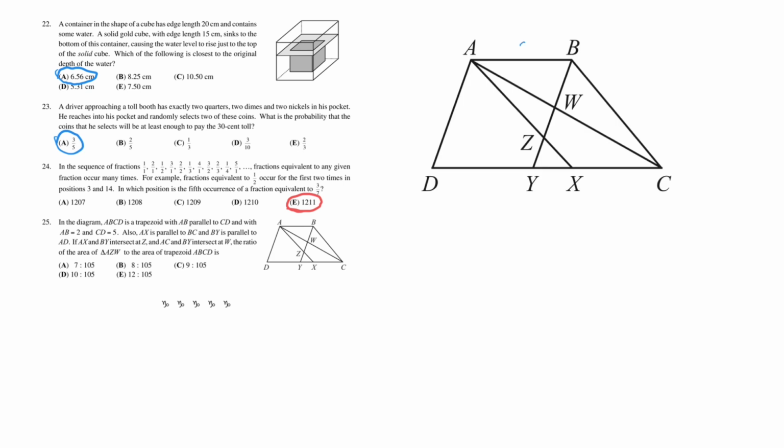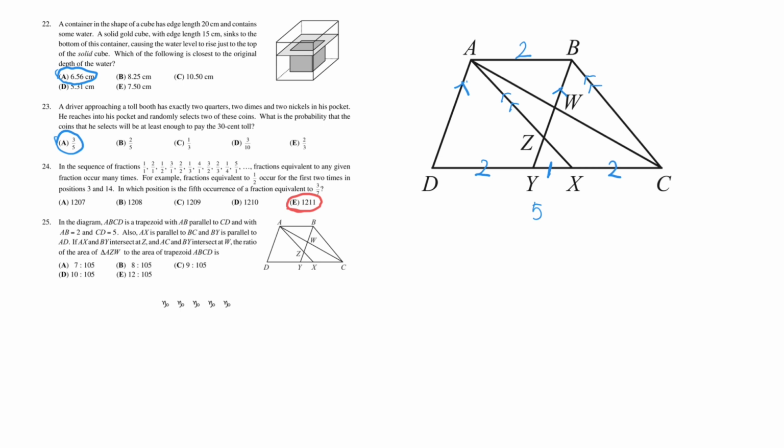AB, that's 2, and CD in total, that's 5. AD is parallel to BY, so ABYD is a parallelogram, DY is 2. AX is parallel to BC, so ABCX is a parallelogram and XC equals AB equals 2. CD is 5 minus 2, so XY is 1.